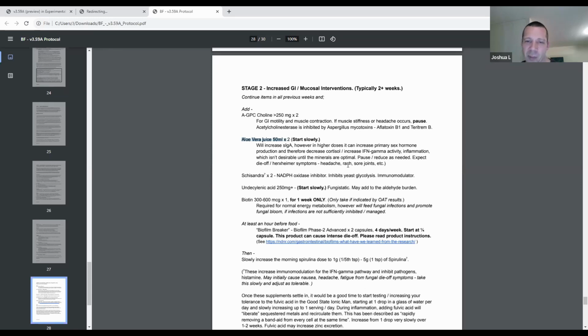Now, biotin, I mentioned before, unfortunately can really promote fungal bloom. So if we don't need to add it, then we don't.